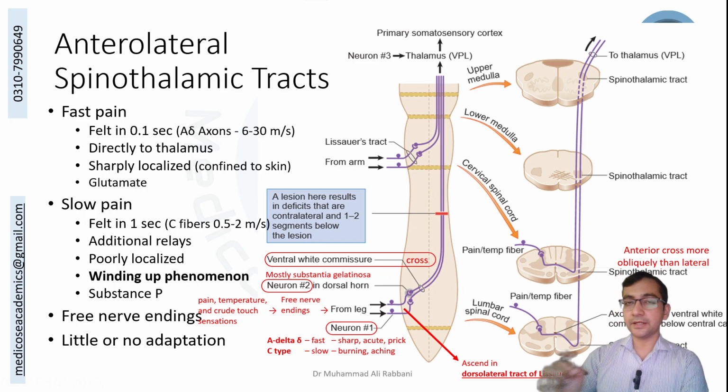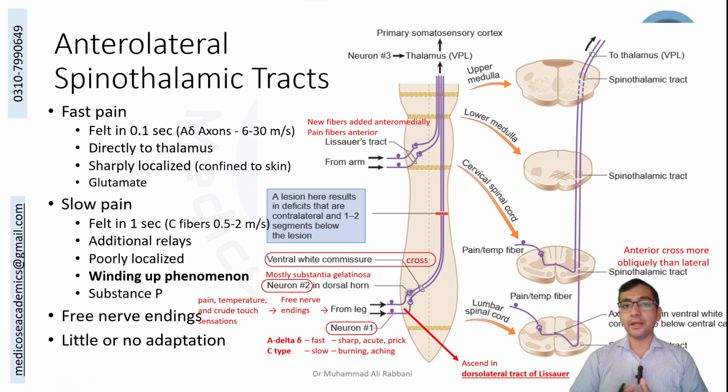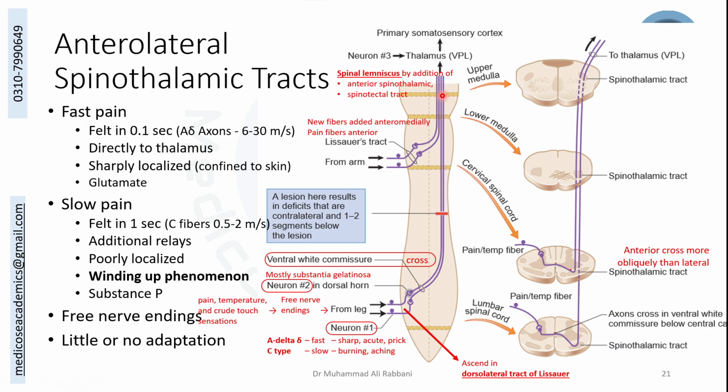So we have discussed that. Let's move on. This is called the lamination. New fibers are added medially, and the pain ones are most anterior compared to others. So it moves up, and in the spinal cord, as you saw, the anterior spinothalamic tract was moving up separately from the lateral spinothalamic tract. As it reaches the brainstem, the medulla oblongata, the anterior and lateral spinothalamic tracts come together as a common bundle. And in addition to that, another tract joins in.